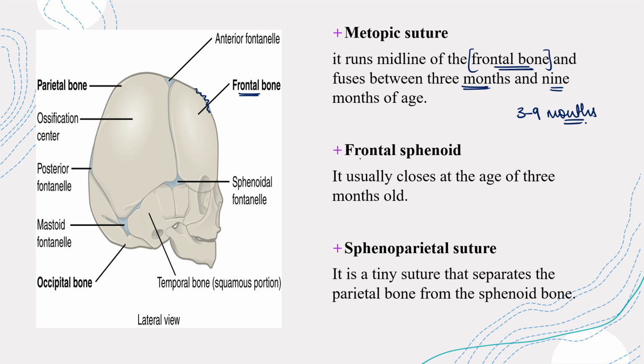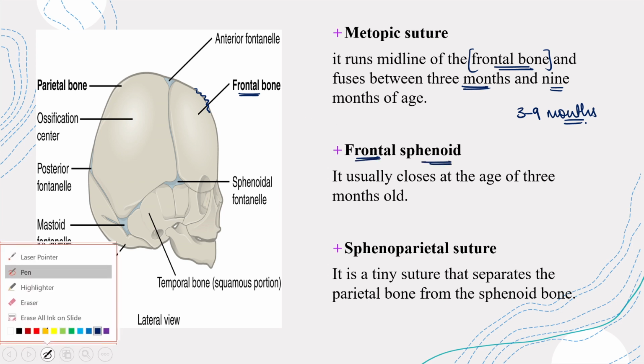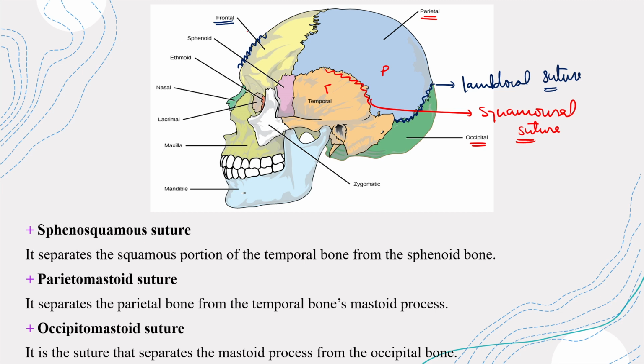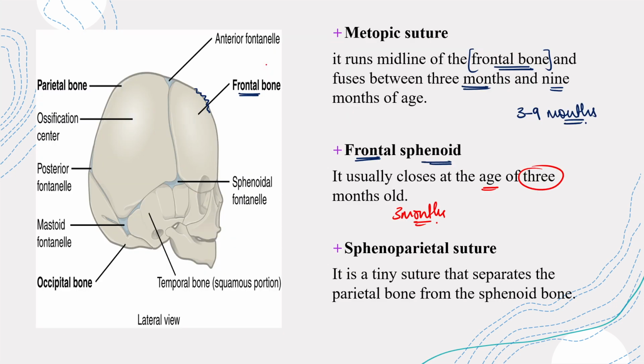Okay. Now the frontosphenoid suture. As the name suggests, it is present on the frontal bone and connects with your sphenoid bone. It usually closes at the age of 3 months. Now let's see the location of the frontosphenoid. It is located at the sphenoid bone. This is your frontal bone, this is your sphenoid bone, and this suture is your frontosphenoid.